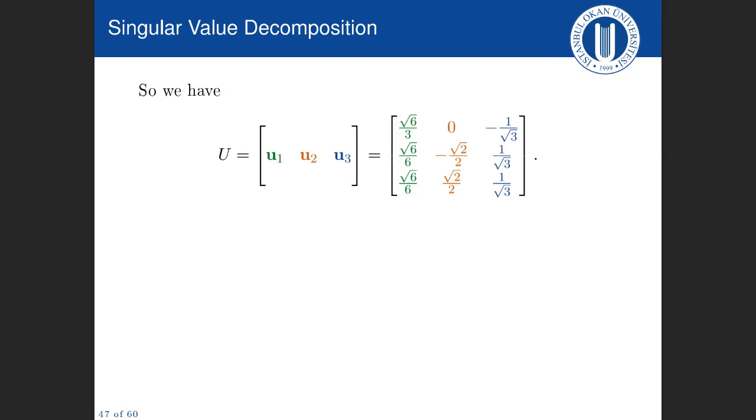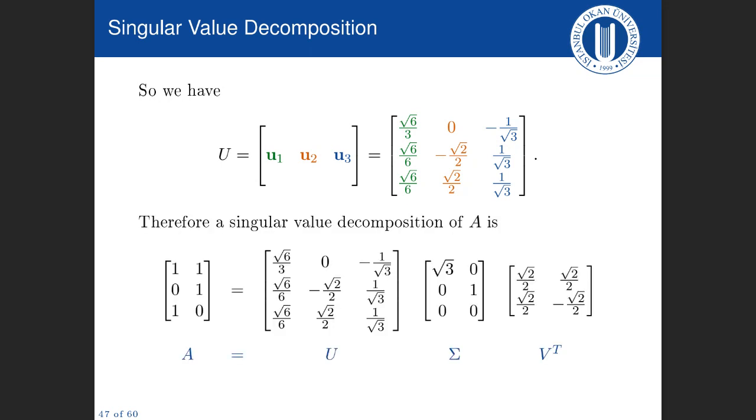Okay, so we know U1, we know U2, and we know U3. Our second matrix, capital U, is going to be the matrix with first column U1, second column U2, third column U3. Then after that, we can write down the singular value decomposition. The singular value decomposition of A is going to be A is equal to U sigma V transpose. We found U, we found V. Doing the transpose of V, that's easy.